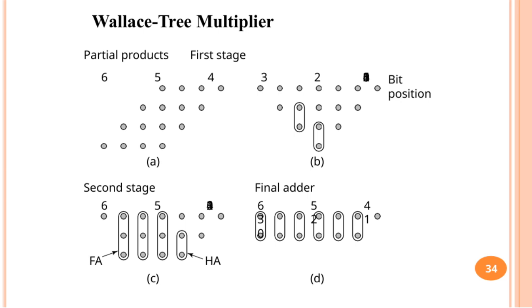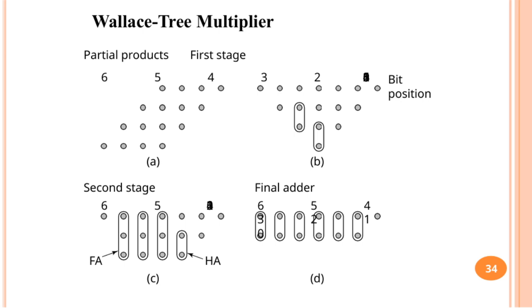Moving on to the second stage, the partial products are combined using a series of full adders and half adders, abbreviated as FA and HA on the slide. This stage reduces the number of partial product rows by summing bits that align in the same bit positions. The goal is to minimize the number of subsequent addition operations.